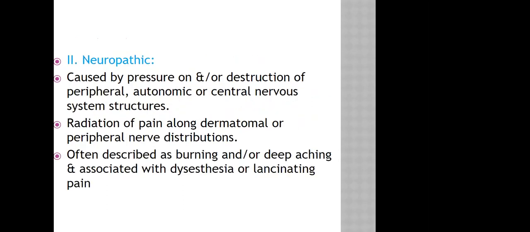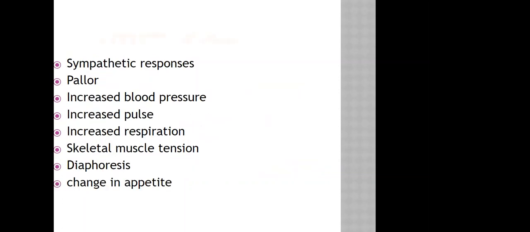So next we'll see neuropathic pain. Neuropathic pain is caused by pressure on or destruction of peripheral, autonomic, or central nervous system structures, with radiation of the pain along the peripheral nerve distribution. It is often described as burning and deep itching, associated with dysesthesia and lancinating pain. So next we'll see the effects of pain.